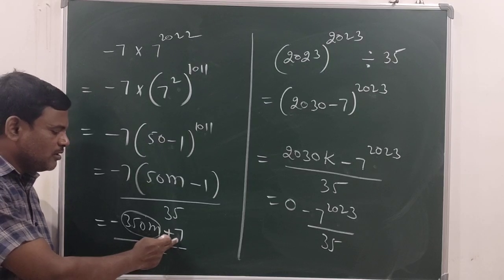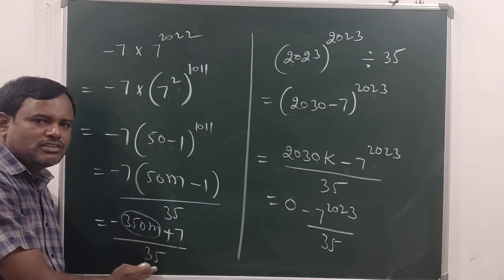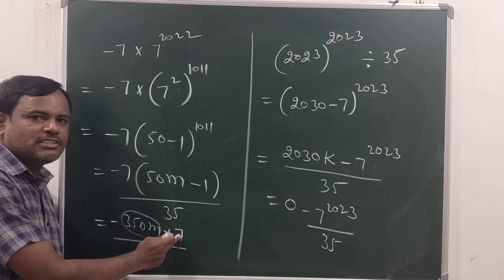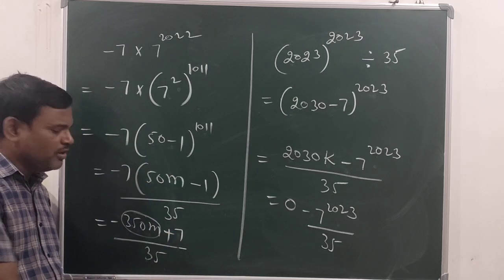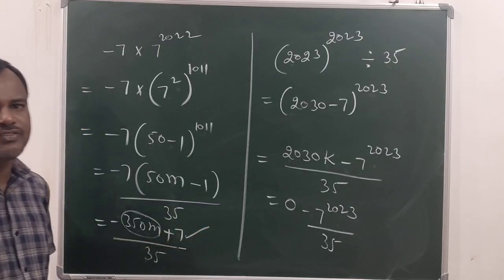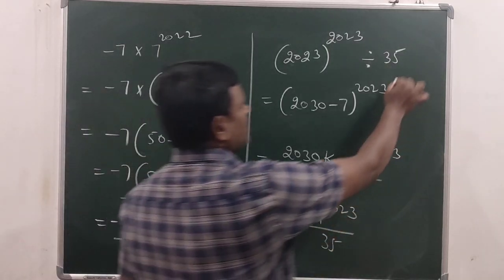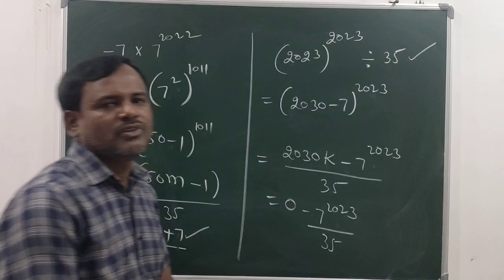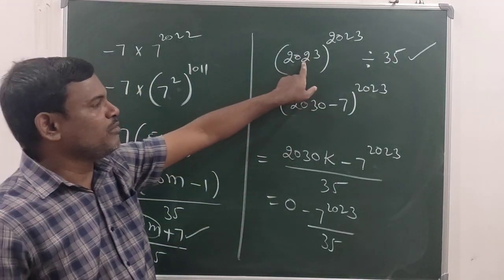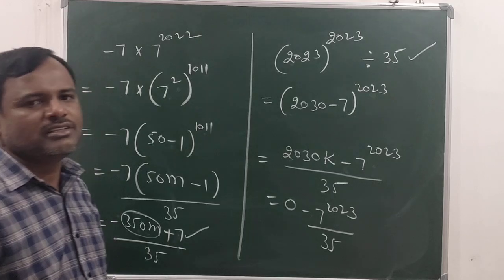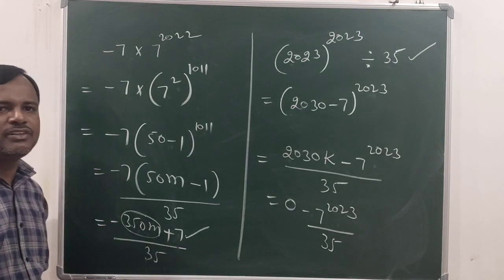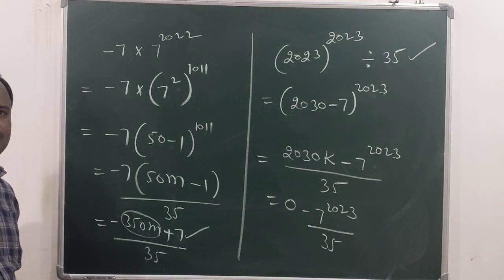Okay students, now you know the remainder would be 0 to 34. Now 7 is lying between 0 to 34. Hence this is our required answer for this question. I hope you have understood. What is the remainder when 2023 whole power 2023 is divided by 35? The required answer for this question is 7.